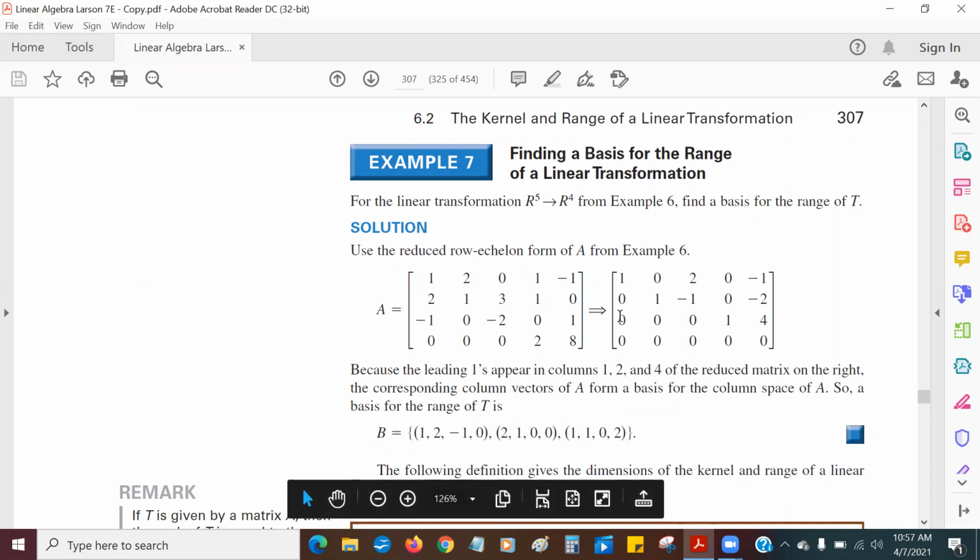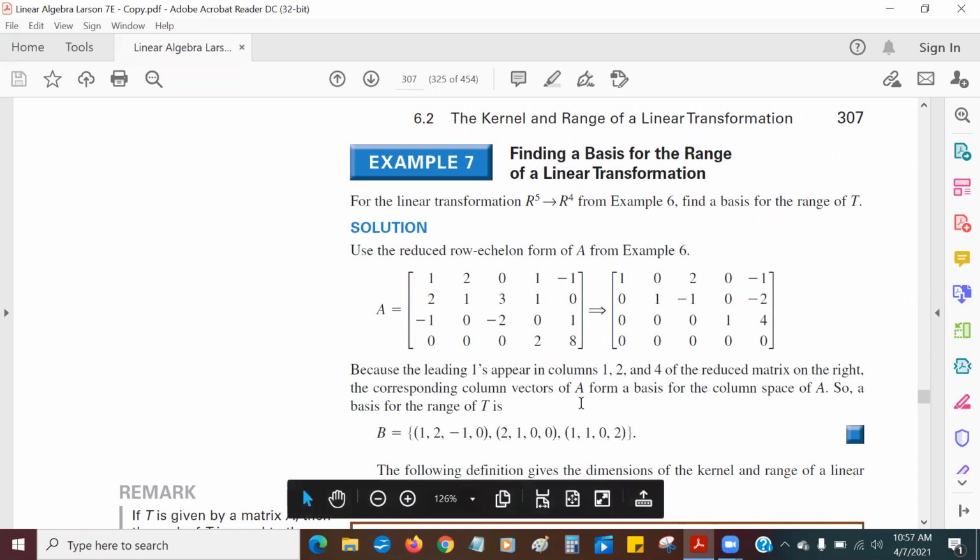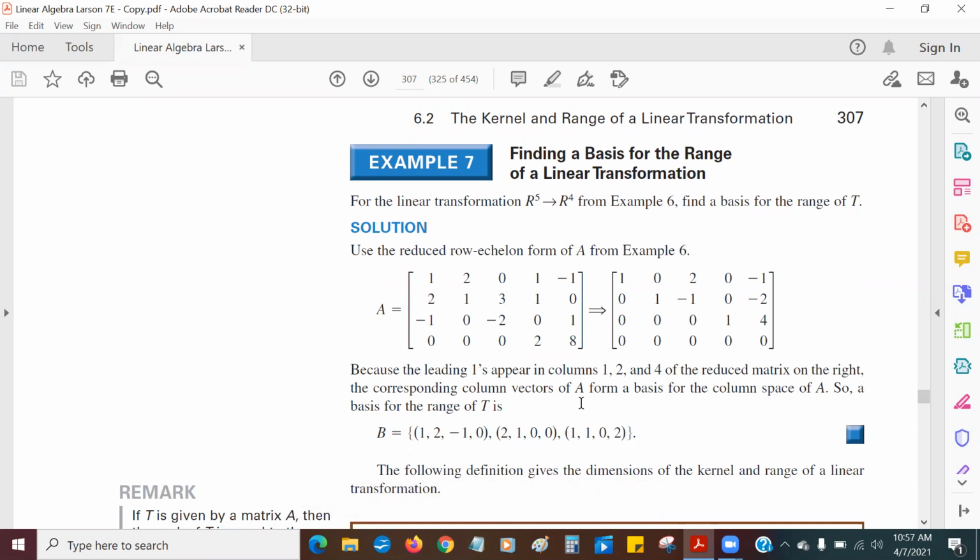matrix. In other words, we're not taking this, that, and that. We're taking this one and that one: column 1, column 2, and column 4. That's going to be the basis of our column space. Hence, it's the basis of the range of the transformation T. And that is just awesome.